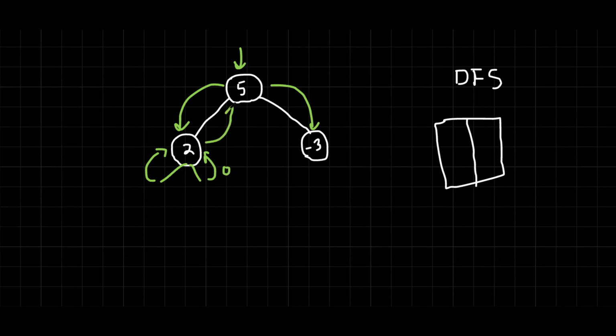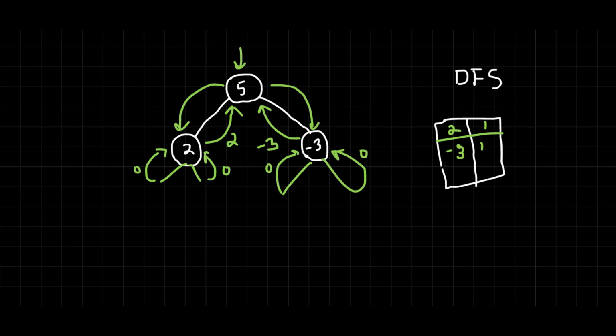And 2 will return the value which will be 2 plus 0 plus 0, which will be 2. So here the tree rooted at node 2 has the sum equal to 2. So the key will be 2 and the value will be 1. Now from the node 5 we will go to the node minus 3 and similarly its left and right children will return the values 0 and 0, and minus 3 will return the value 0 plus 0 minus 3, which is minus 3. So here the frequency of minus 3 will be equal to 1.